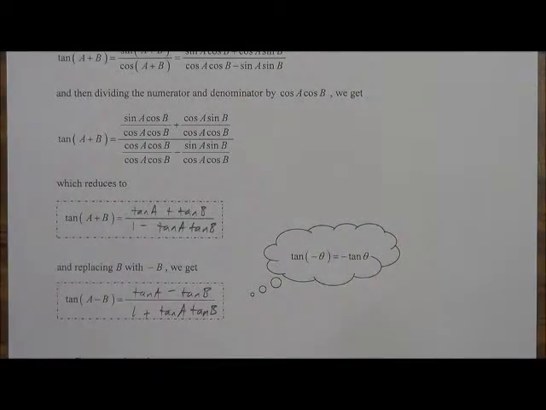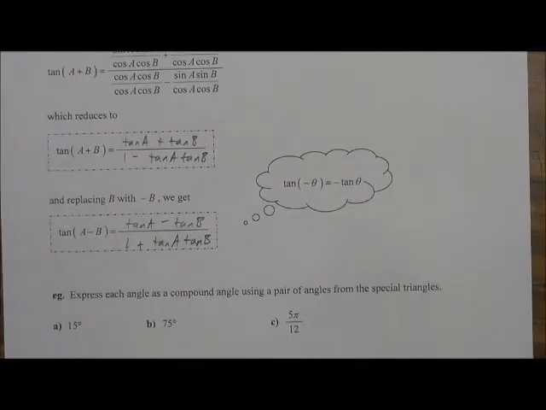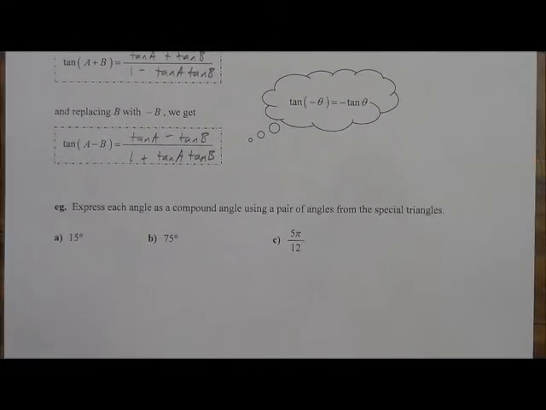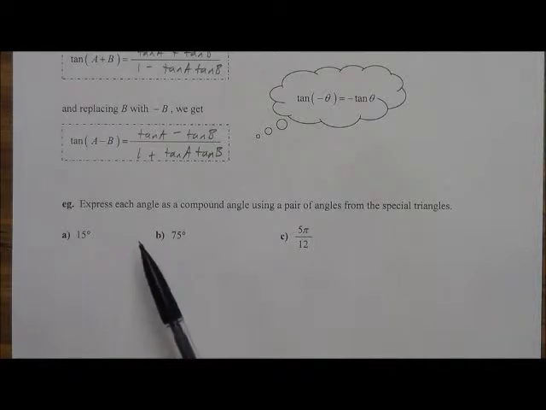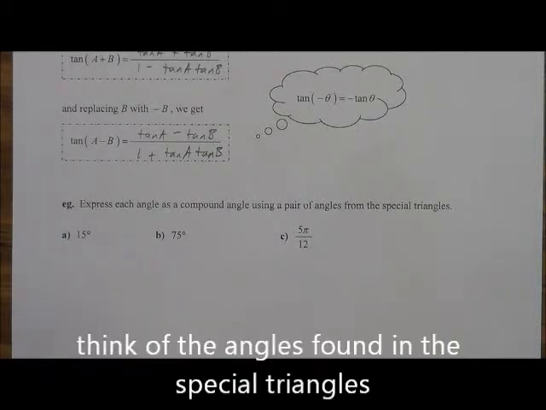Okay, so there are 6 formulas that you have, 2 for sine, 2 for cos, and 2 for tan, and we're going to be using those to find expressions for compound angles. Okay, so just to warm ourselves up a little bit, we want to express each angle as a compound angle using a pair of angles from special triangles.